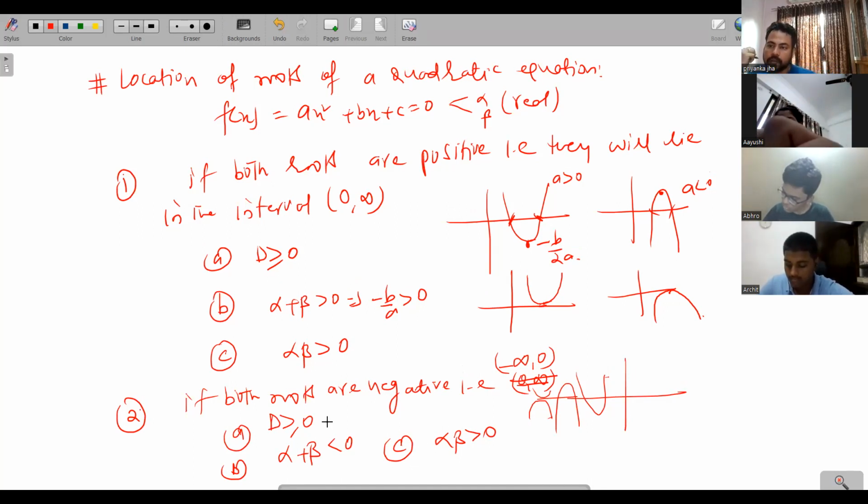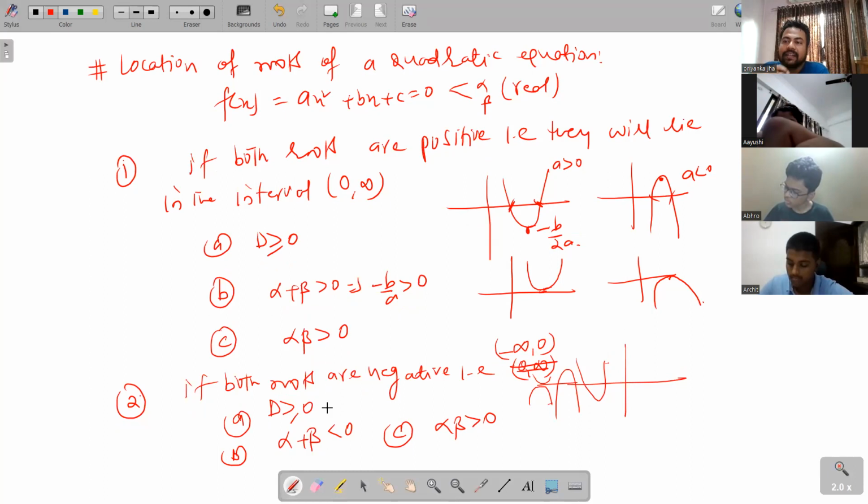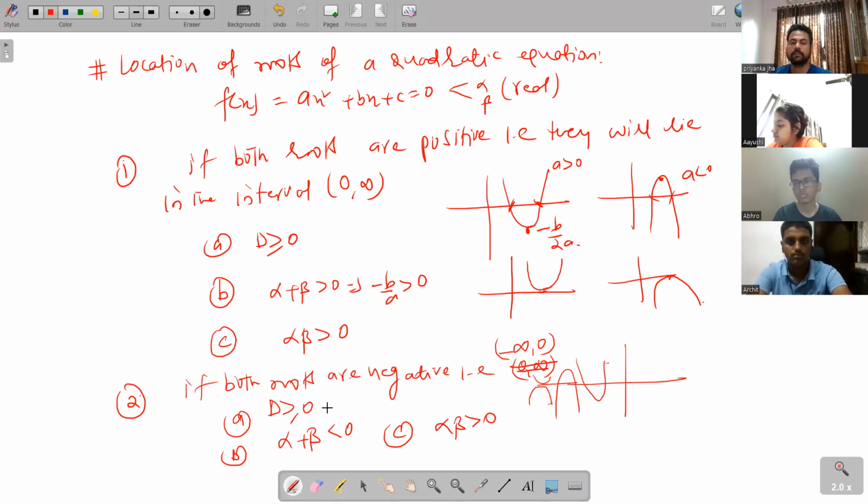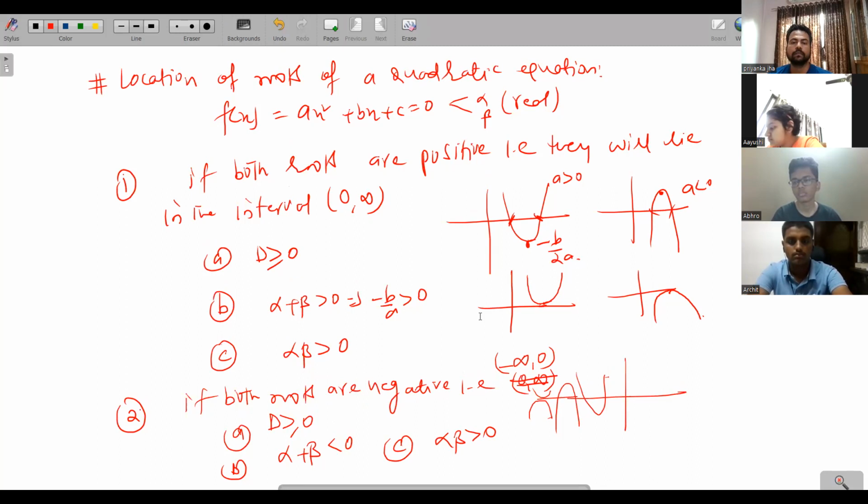I didn't understand the discriminant part. See, the roots are negative, like minus 2, minus 3. So the roots are real, na? So the discriminant has to be positive, or equal to 0. Noted?